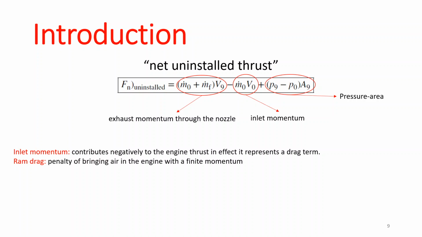So, if you wanted to define the ram drag, it is the penalty of bringing air inside the engine with a finite momentum. So the ideal case you want to see is the air coming into your system with zero momentum. But is that ever going to happen? Of course not, because zero momentum air means that it is not moving, right? So nothing's coming in.